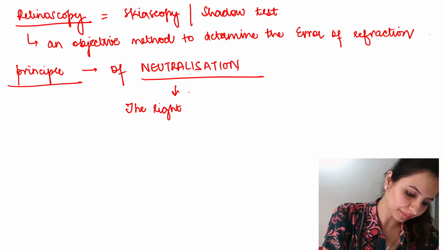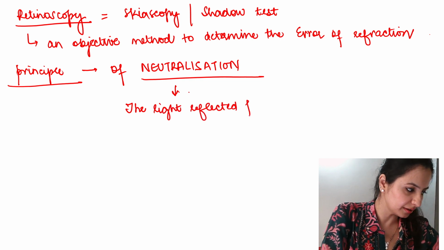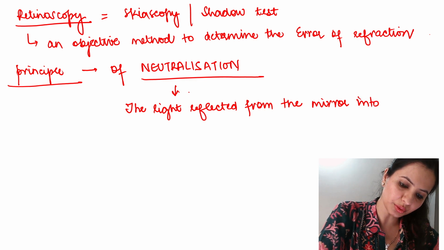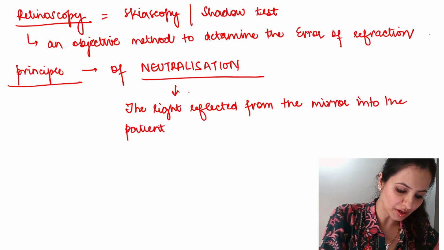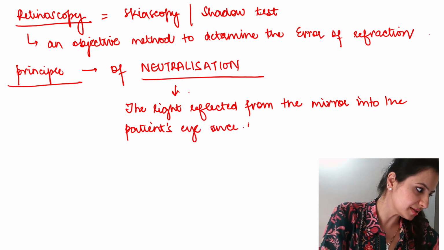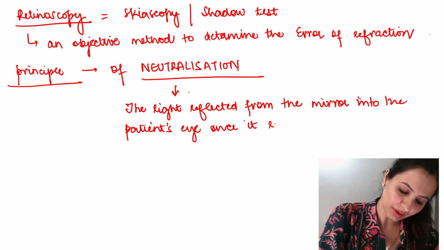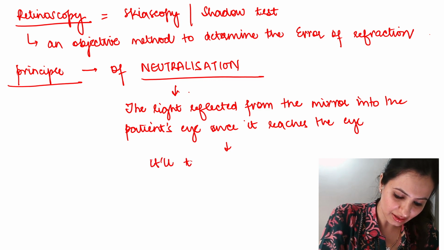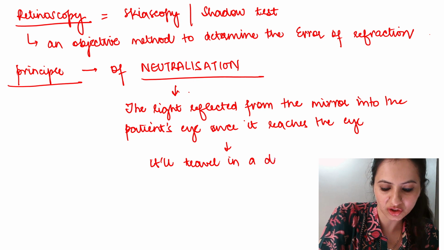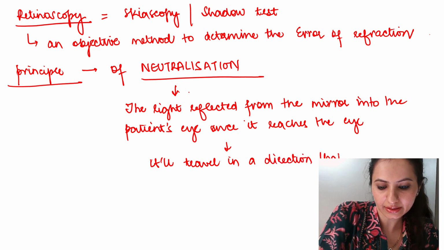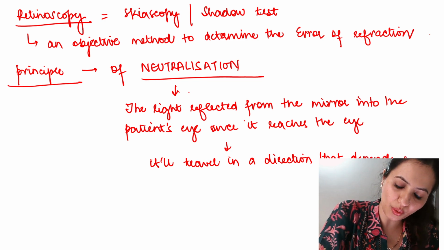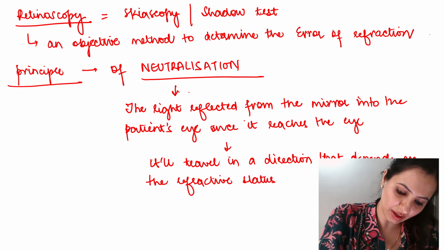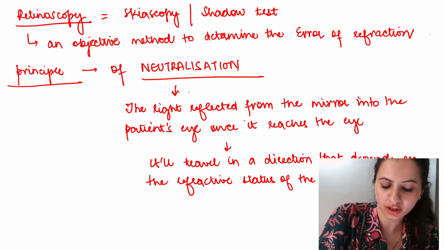the light reflected from the mirror into the patient's eye, once it reaches the eye, will travel in a direction that depends on the refractive status of the patient. Now, what does this mean?